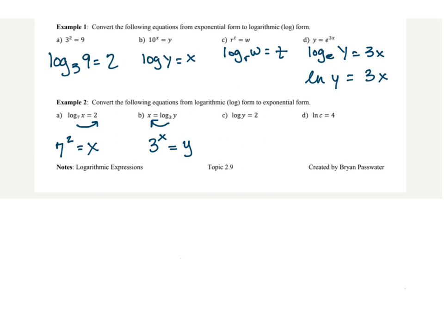10 squared equals 100, so log base 10 of 100 is 2. e to the 4th equals c. Very good. Okay? So we're just rewriting. We're saying the same thing differently. All right, moving on.